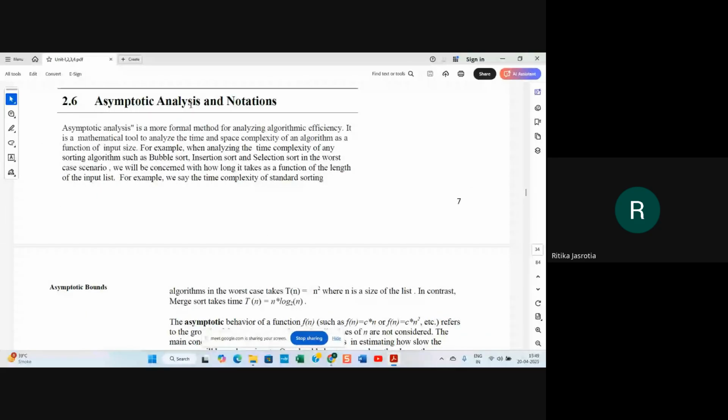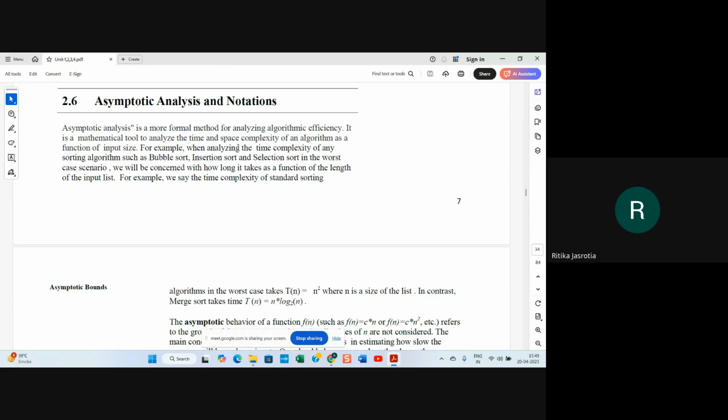Then they are talking again about asymptotic analysis and notation, which we had seen earlier also. Asymptotic analysis is a more formal method for analyzing algorithmic efficiency. It is a mathematical tool to analyze the time and space complexity of an algorithm as a function of input size.